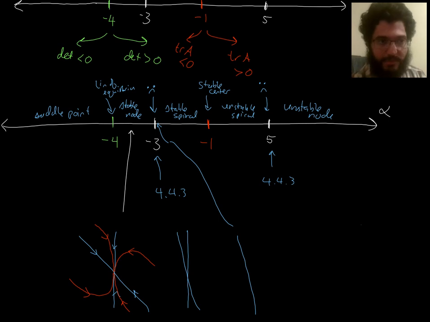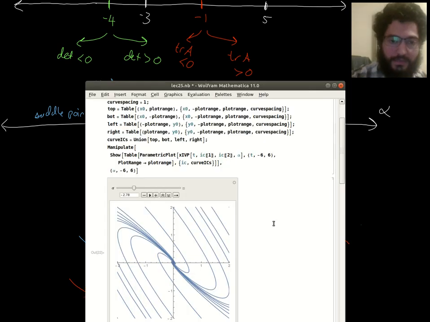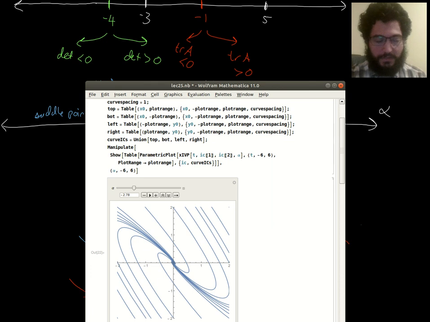So at this moment, you have something like this picture, but also looking sort of like a spiral. Let's say the origin is here, something like this. And that's a degenerate node. If you continue and then increase alpha past -3, then you'll start getting actual spirals. Okay, so this is really fun to play with.